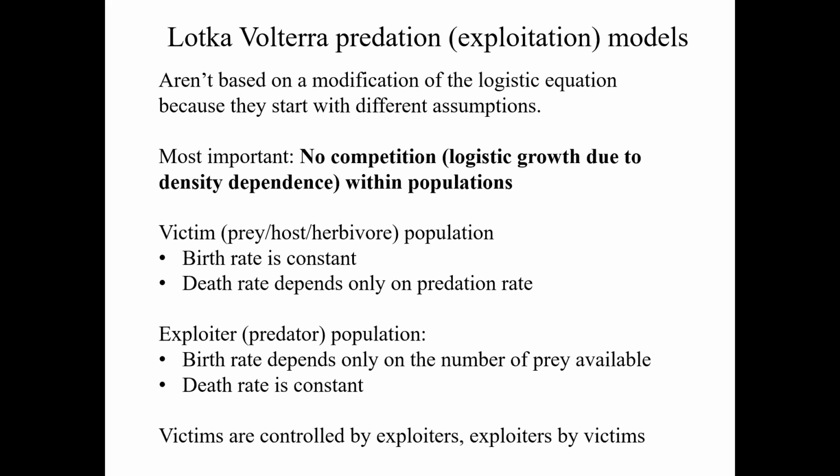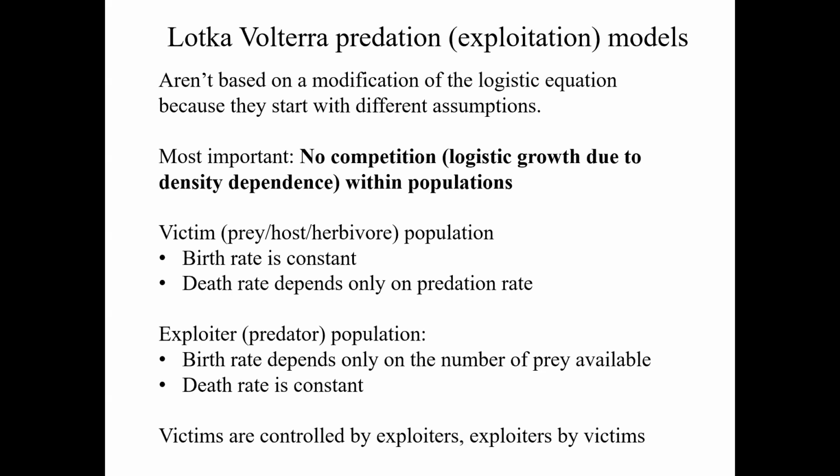Now let's think about what the predator should do. Well, the birth rate of the predator should be exclusively dependent on the number of prey. So if you have a certain number of prey available, the predator should be able to reproduce. If you have less than that, the predator should go extinct. And let's just say, let's not deal with the death rate of the predator. Let's just say it's got a constant death rate, and whatever that is, let's just call it D.